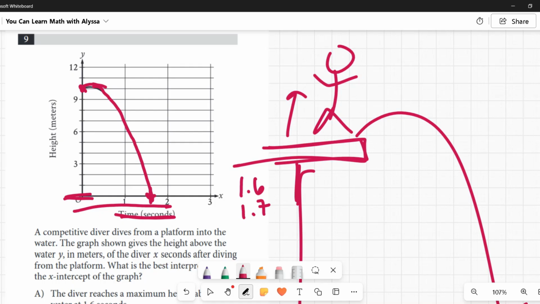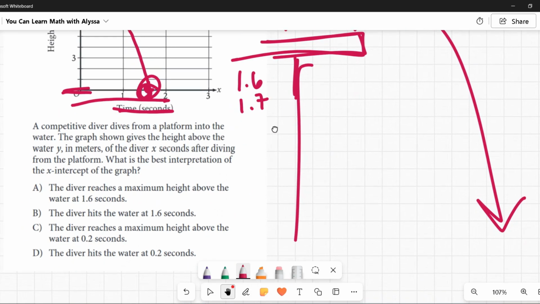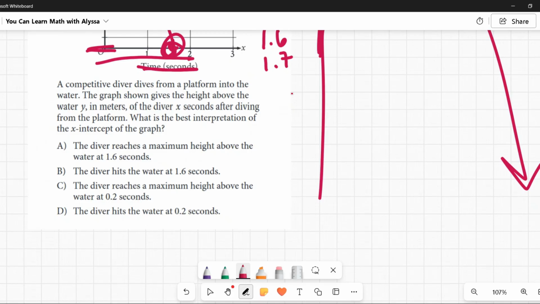I say he, it could be a she. They are in the pool at 0 meters. All right, so there's my interpretation: this point up here at 0 represents before they've dove. And then down here, the x-intercept represents when they hit the water at about 1.6 or 1.7 seconds. Okay, so now I'm going to look at their options and see which of these best lines up with what I've just said.